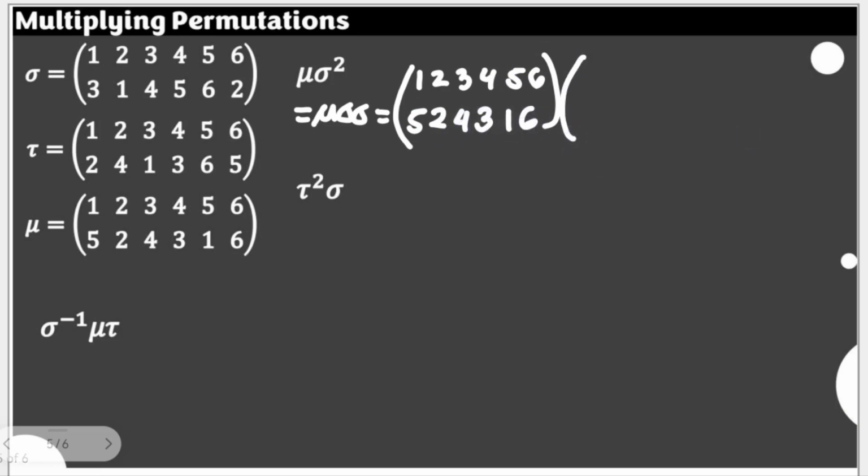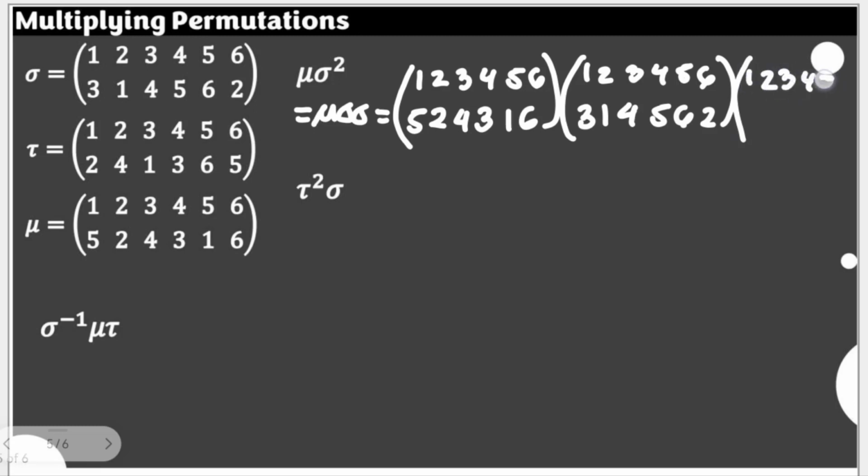Our sigma, 1, 2, 3, 4, 5, 6. You have 3, 1, 4, 5, 6, and 2. And since we have two sigmas here, just simply copy 1, 2, 3, 4, 5, 6. We have 3, 1, 4, 5, 6, 2. We have three different permutations now, but the same process will be followed. We are going to do it from right to left.